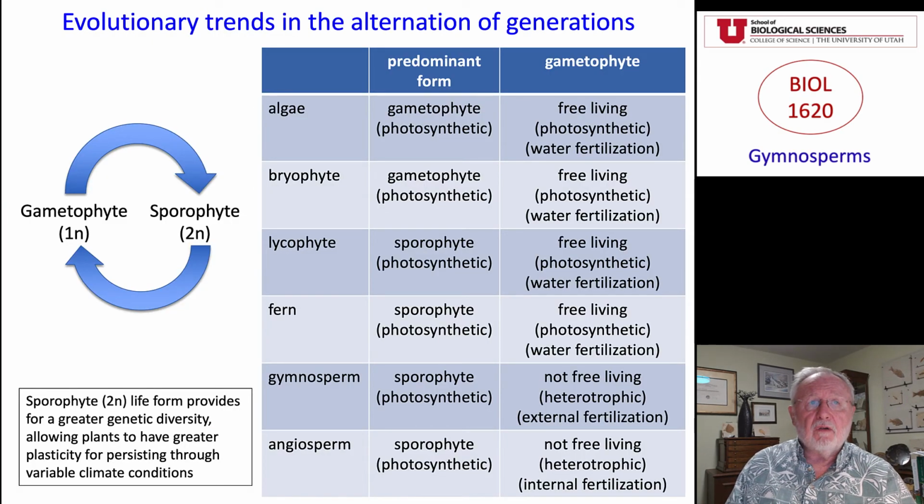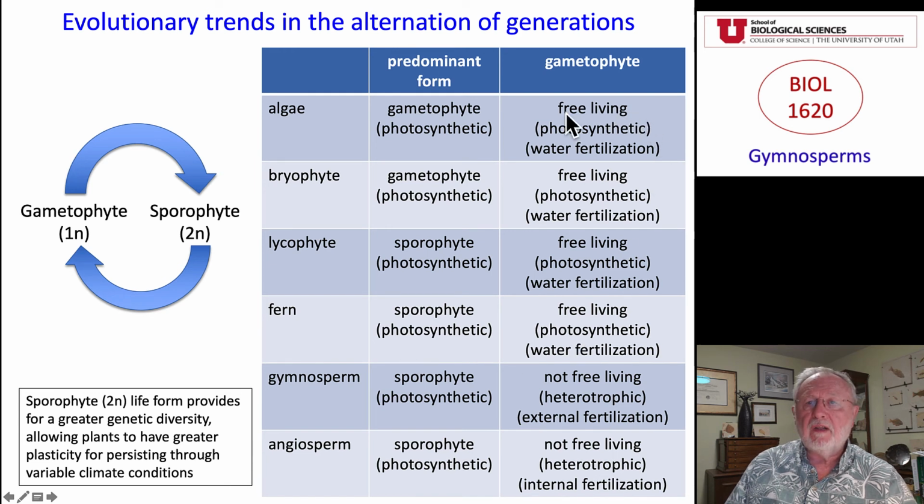As I had mentioned earlier, there are some clear evolutionary trends in the alternation of generations between the gametophytic and sporophytic stages. In algae and bryophytes, the gametophyte is the primary form of the organism. It's the photosynthetically active component. By the time we get to the ferns and gymnosperms, the gametophyte is not very photosynthetic. It's the sporophyte which is photosynthetic.